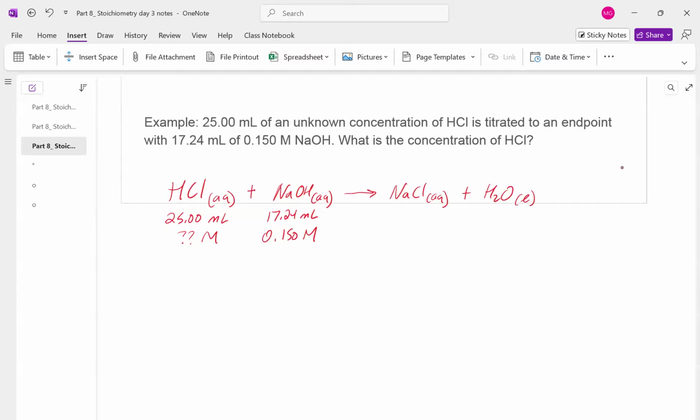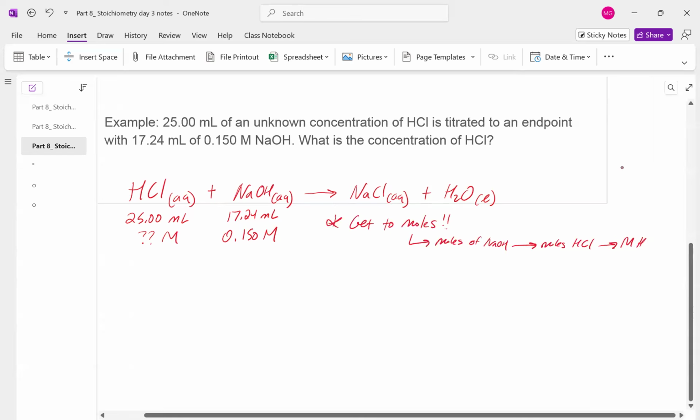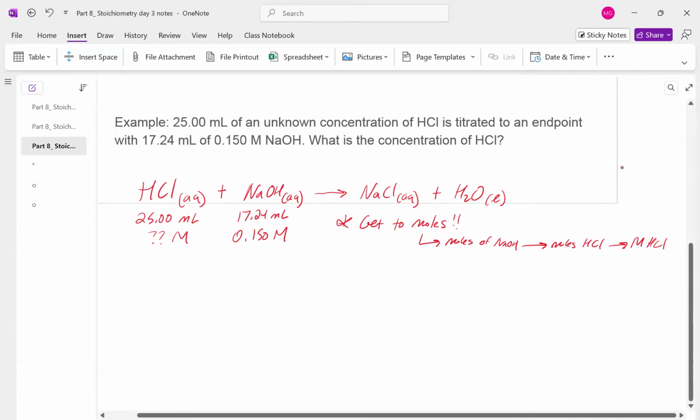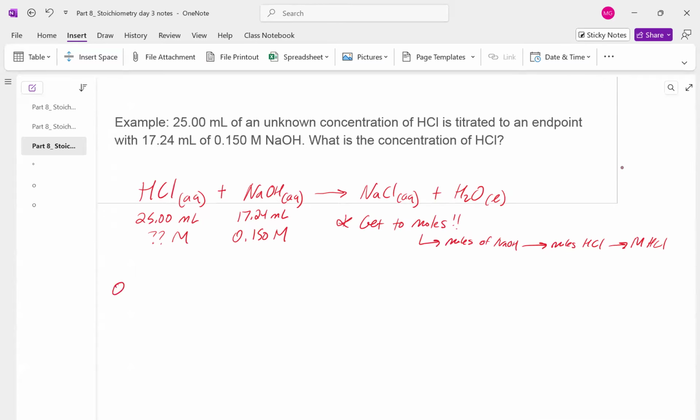What's the very first thing you do after that? Get to moles. And so we know everything about sodium hydroxide. So we're going to get to moles of NaOH to get us to moles of HCl. And once we know that, we can get to the molarity of HCl. All right, so how do we get to moles of sodium hydroxide? Well, we got concentration, so let's start there.